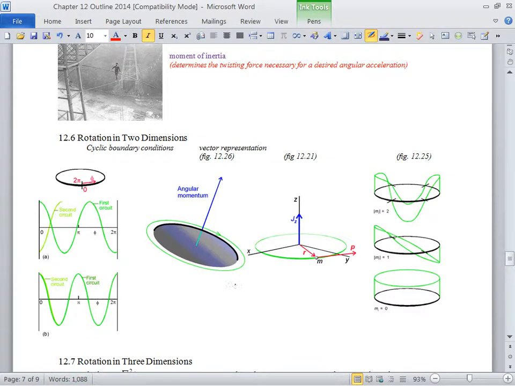What was wrong with this picture? Yeah, right, the right-hand rule. What was this picture trying to show?